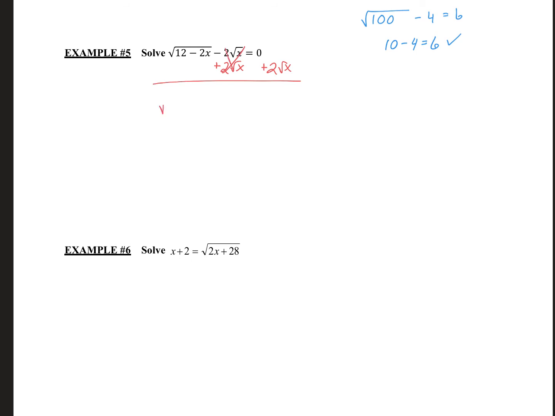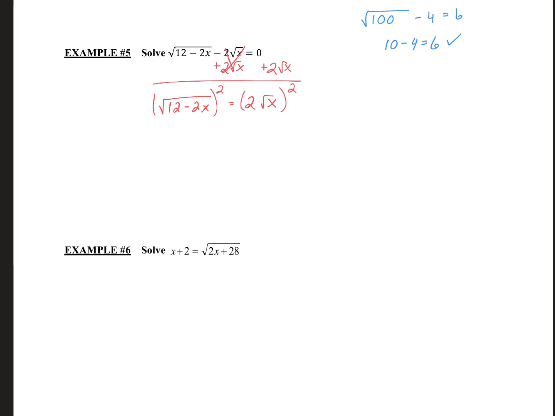Okay, so I'm left with the square root of 12 minus 2x equals 2 square root x. And now that I have this here, I can square both sides. So squaring both sides is going to help us get rid of all the radicals. So I can take this side and square it, and I can take this side and square it.